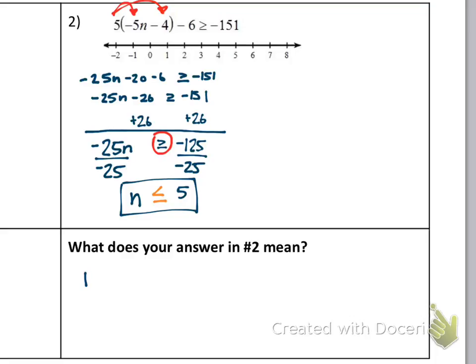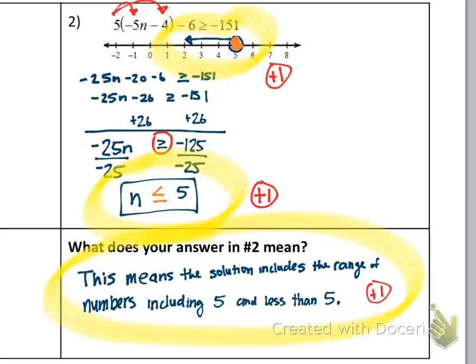So what does that mean? What does the answer number 2 mean? So number 1 was a specific solution. This one means that it is a range of solutions.